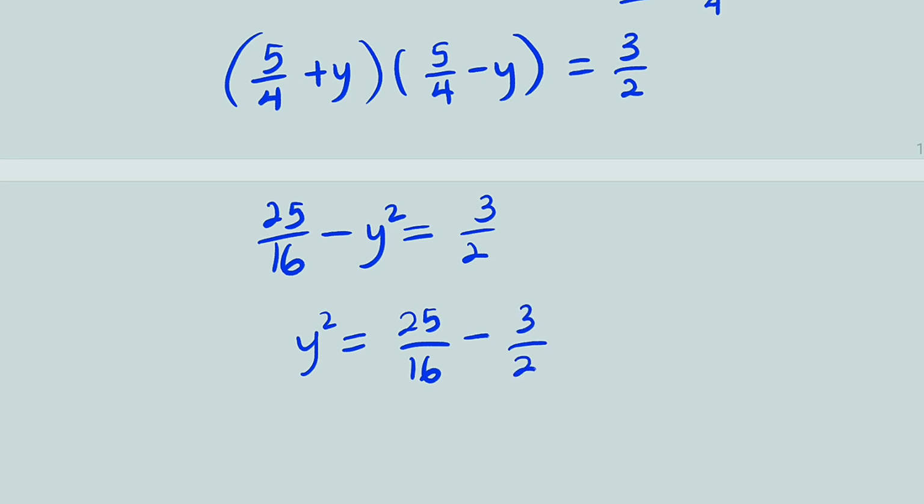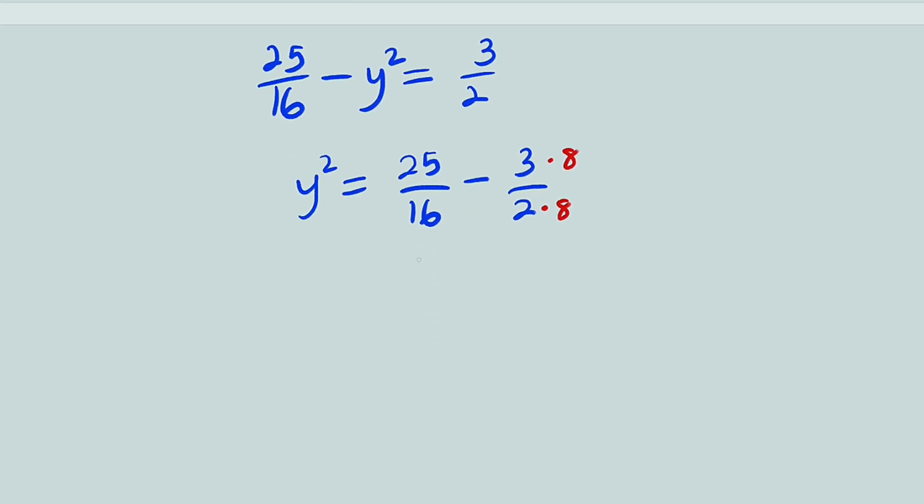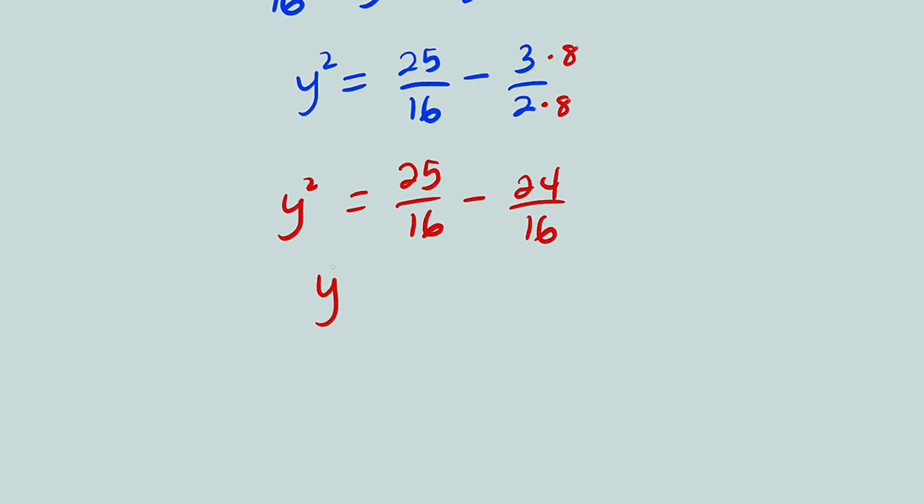We want to make sure we have common denominators. So to do so, we can multiply the top and the bottom of this fraction by 8, so that we have something like 25 divided by 16 minus 24 divided by 16. And y squared will be equal to 1 divided by 16.